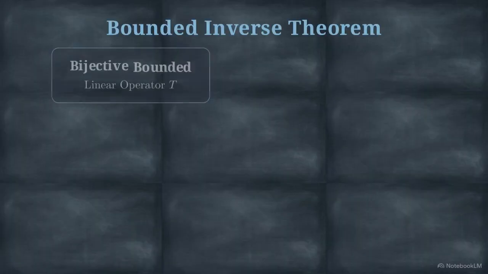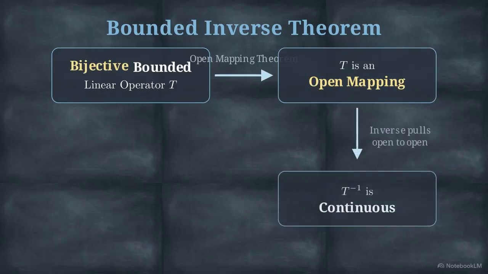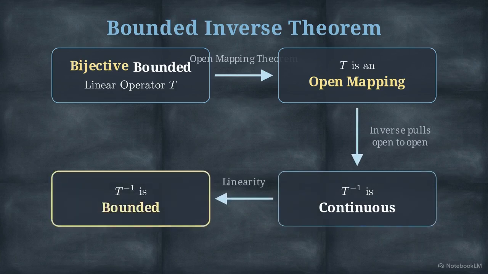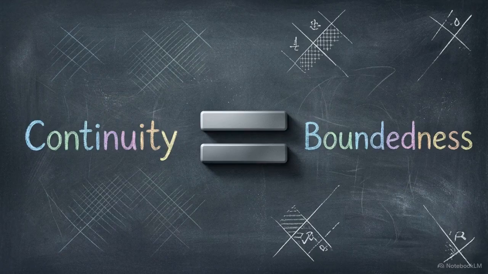This flowchart illustrates an immediate powerful consequence called the bounded inverse theorem. If our open mapping is also bijective, its inverse mapping will pull open sets back to open sets. Pulling open target sets back to open starting sets is the literal definition of continuity. And for linear operators, continuity equates directly to boundedness.